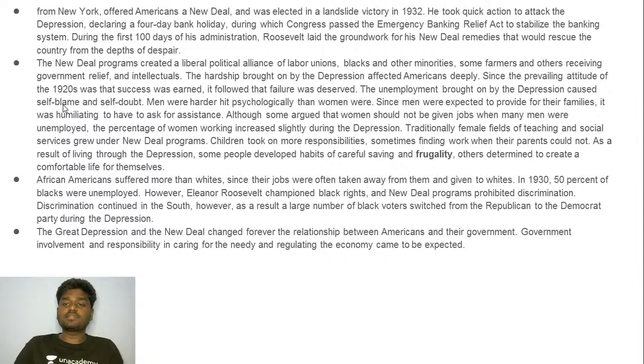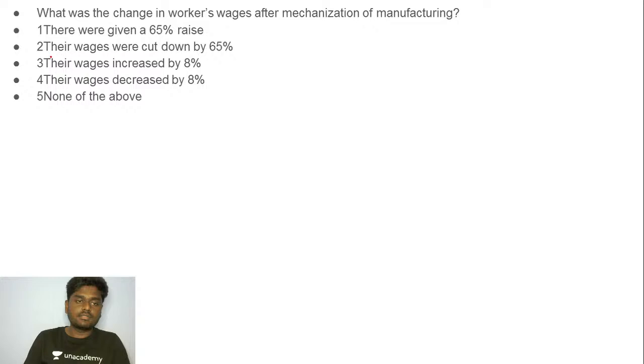So they mentioned it in paragraph one. After the mechanization of manufacturing, workers' wages rose only 3%, right? It is only 3%. Just hold on a second. Fine. So possibly the answer should be that the wages increased by 8%. That's going to be the option. Okay, all good. Next one.